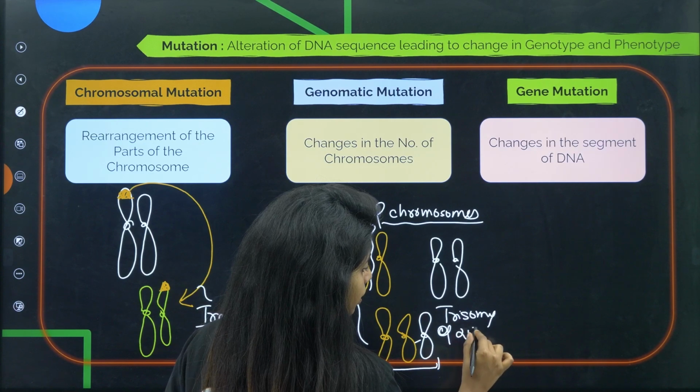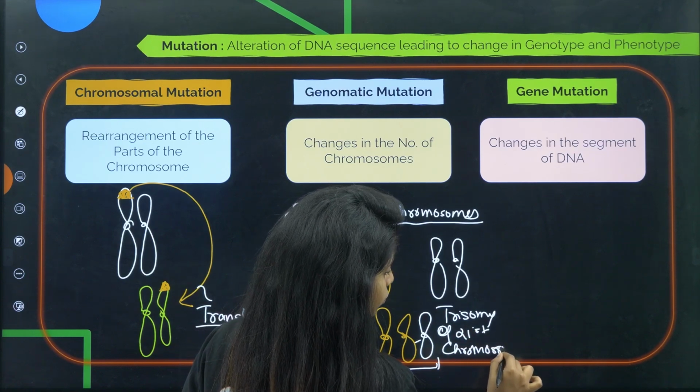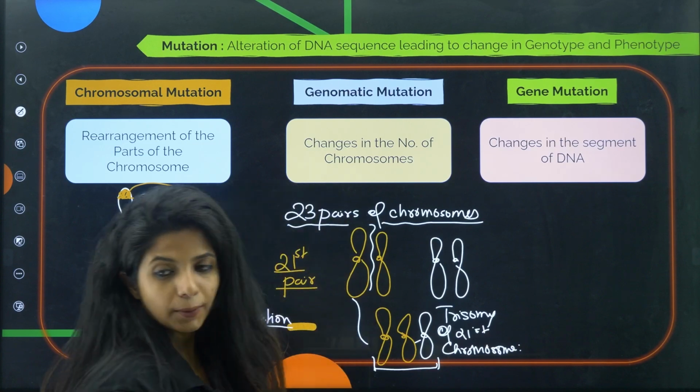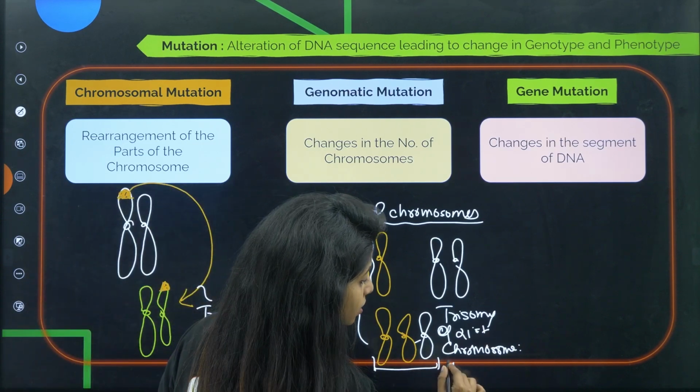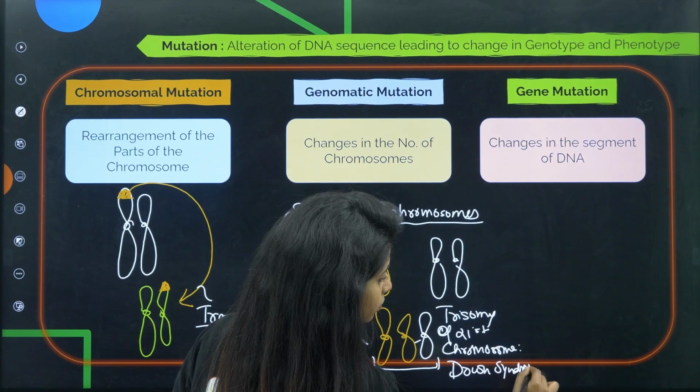Trisomy of the 21st chromosome. Okay, and this disease is known as Down syndrome, where you have an extra chromosome.